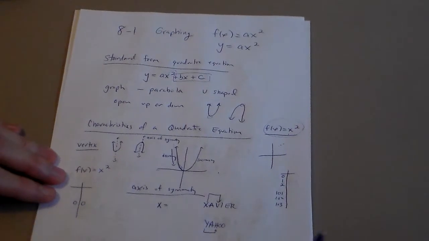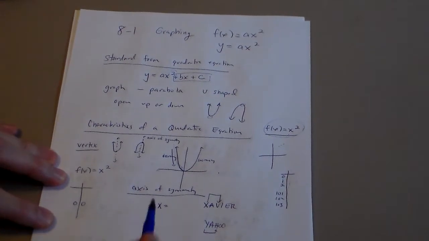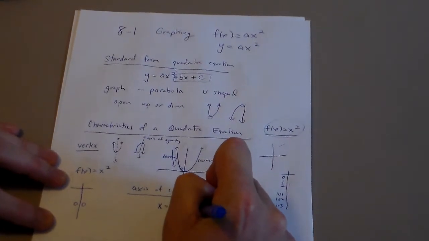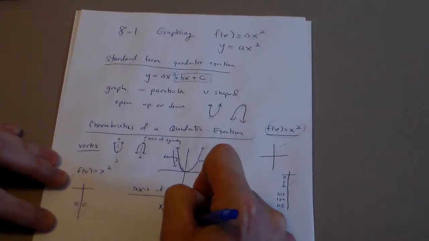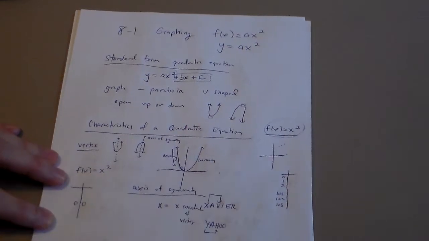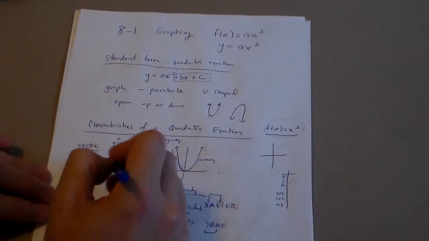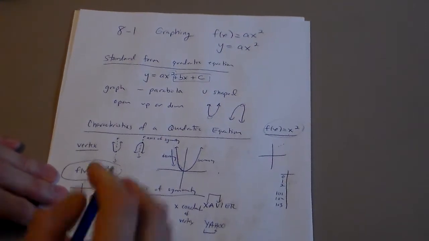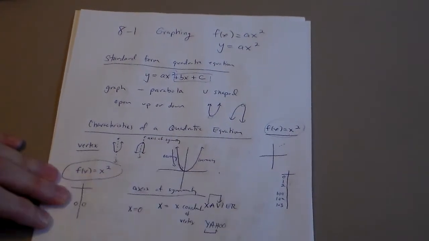So the axis of symmetry is x equals the x coordinate of your vertex. I'm going to write it here: x coordinate of the vertex. So in this case, with the graphs in this section, your axis of symmetry is going to be x equals 0.